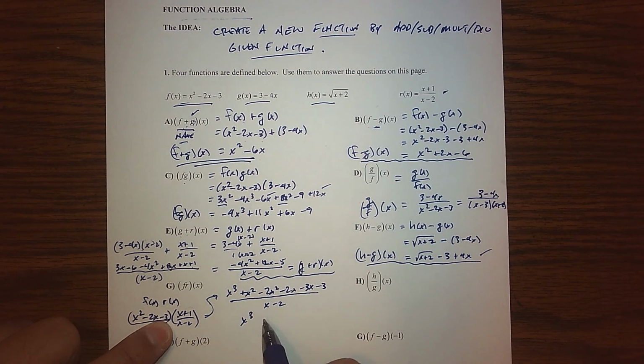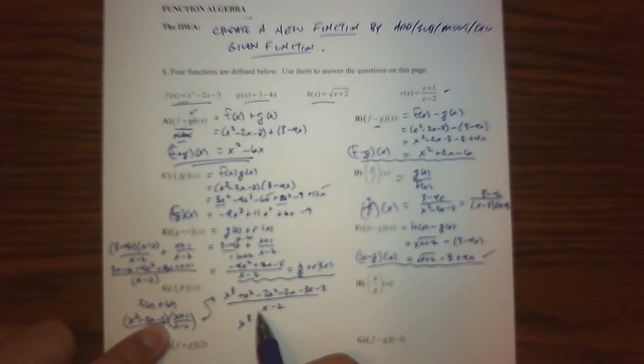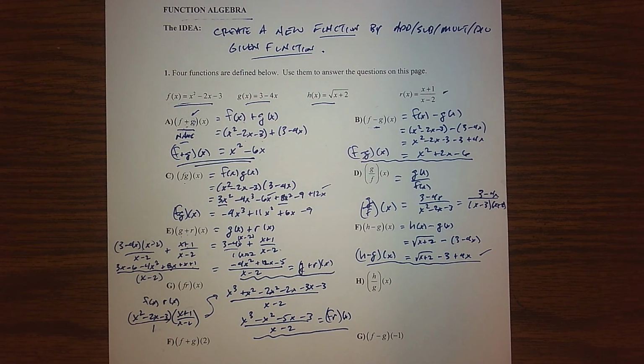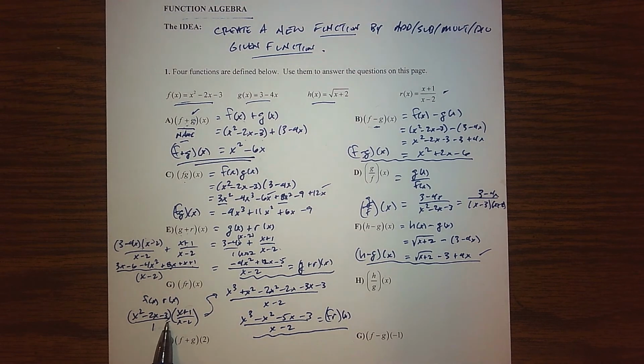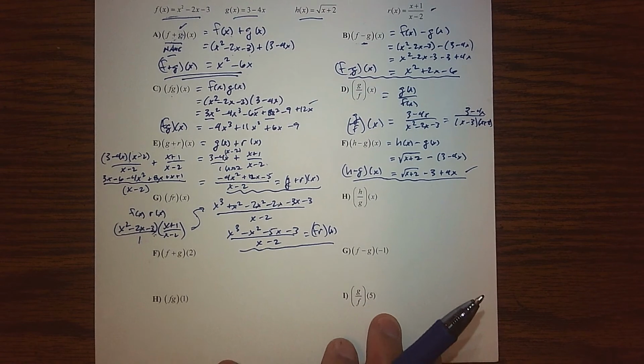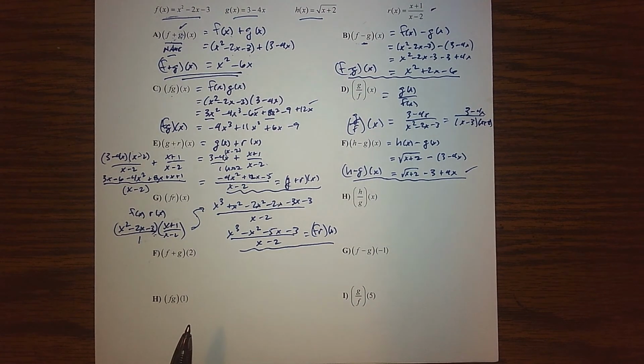So we get x cubed. Let's see, it looks like a minus x squared, a minus 5x, and a minus 3 all over x minus 2. So there's our new function called f times r of x. So again, a little bit more going on in terms of simplification because we do know how to multiply fractions together, top to top, bottom to bottom, and I apologize. It looks like I was kind of losing you guys there. Hope I got the brunt of it.